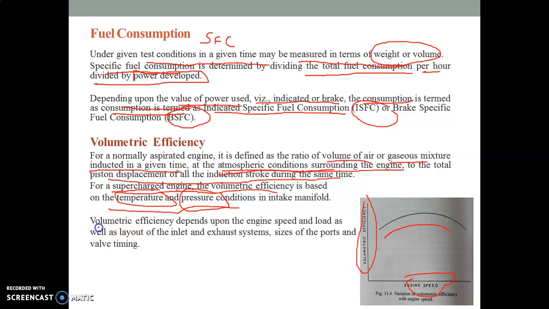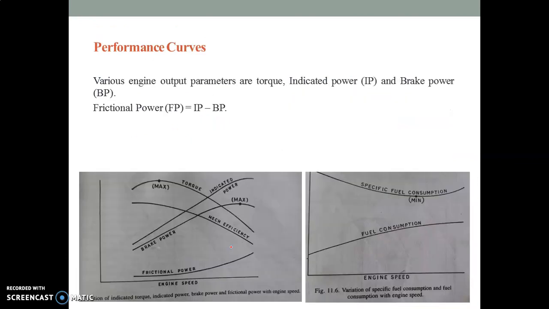Then we can consider that volumetric efficiency depends upon the engine speed, load, the layout of inlet and exhaust system, the sizes of the parts, and valve timing. So this efficiency is totally dependent upon all these variables, through which we can consider what output we will have after completion of the process.